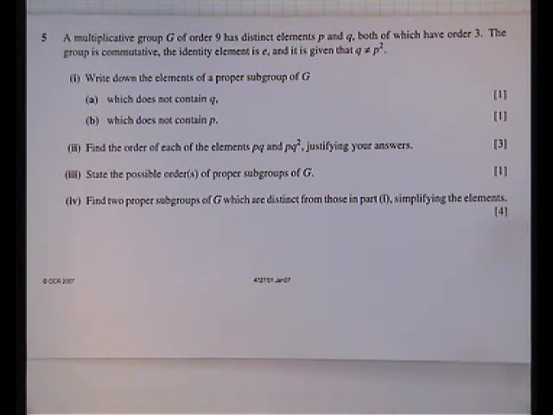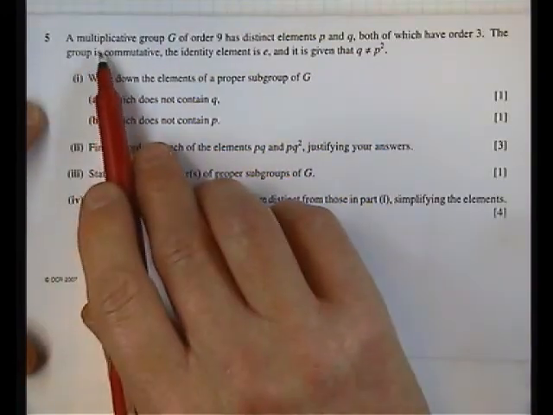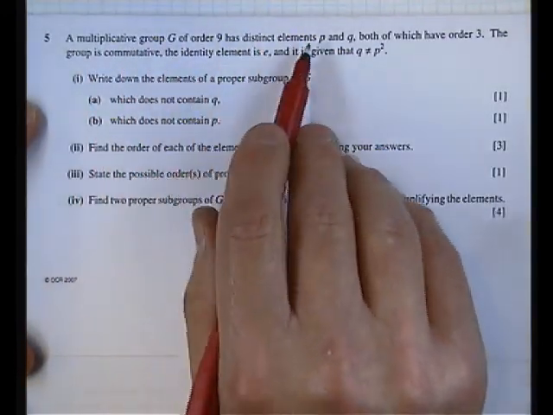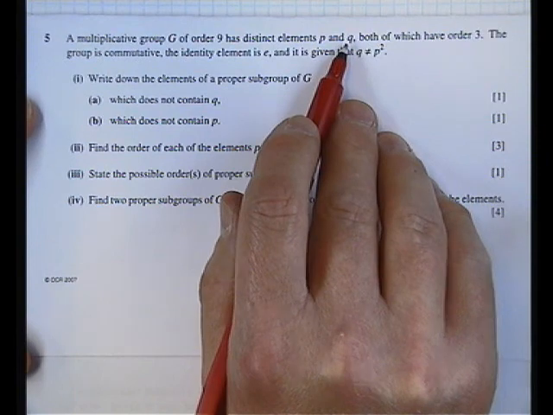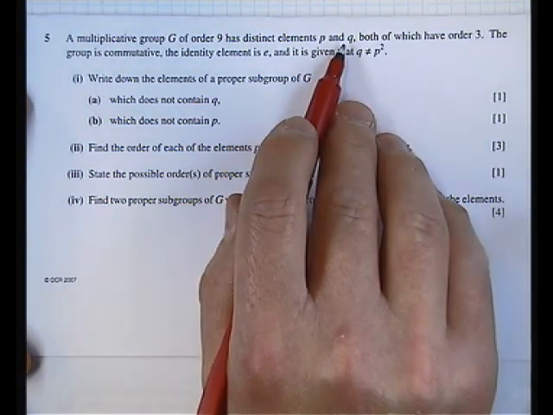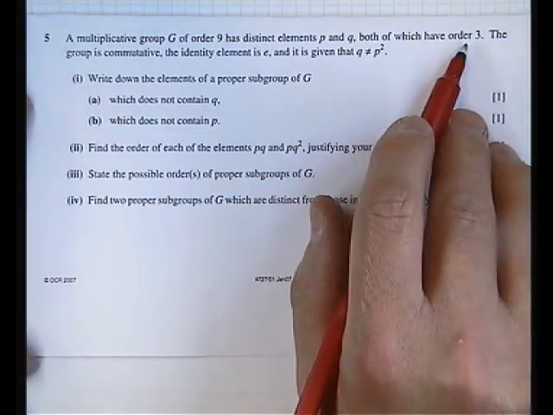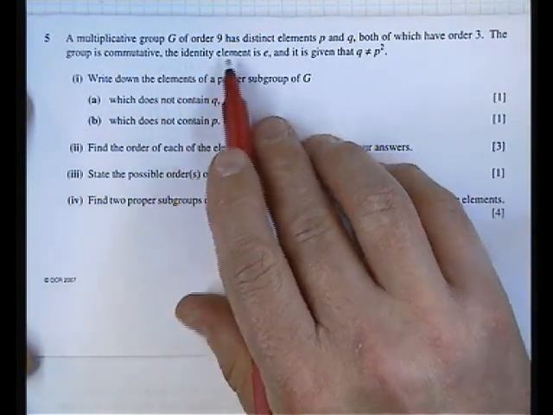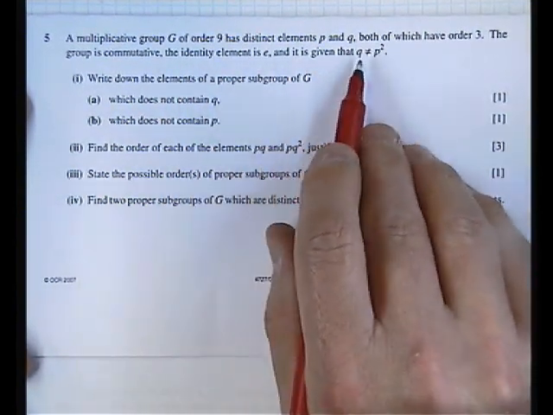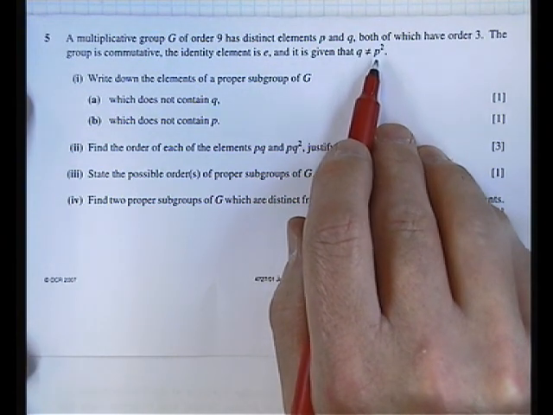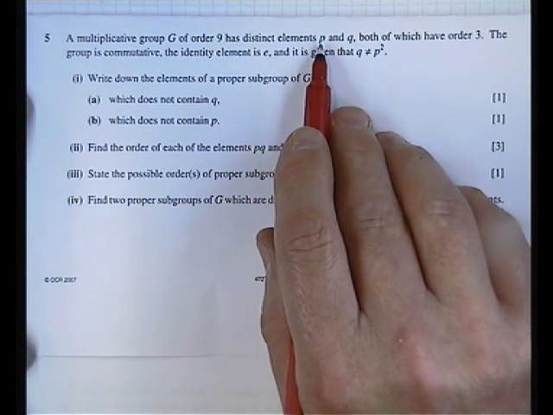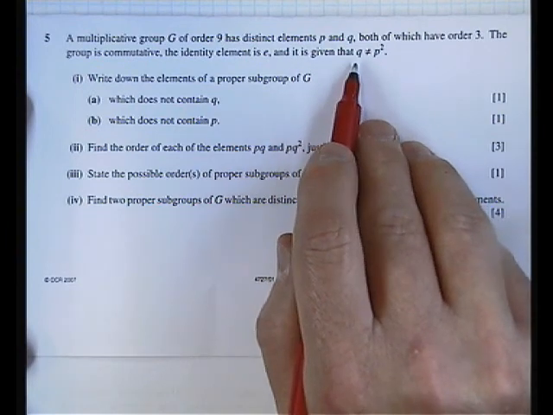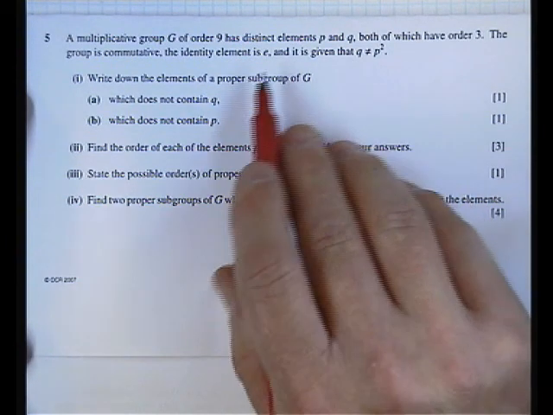This is FP3 January 2007, question 5. Multiplicative group G of order 9 has distinct elements P and Q. That doesn't mean they're the only elements in there, but they are distinct, both of order 3. The group is commutative, that'll be important later. The identity element is E, and it's given that Q is not equal to P squared. So when in a group table we were doing P blob P, we're not allowed to have the answer Q.